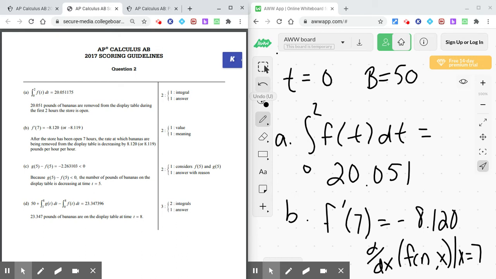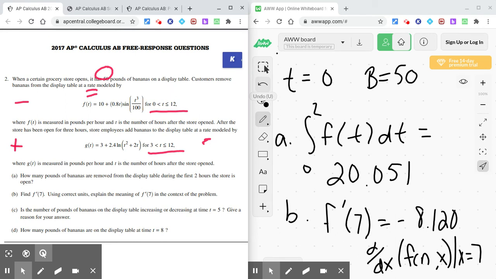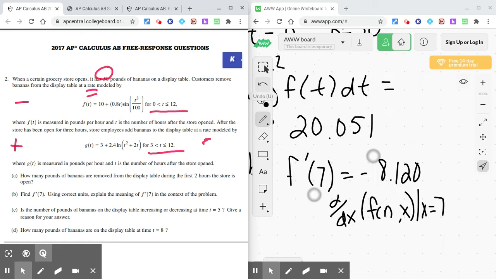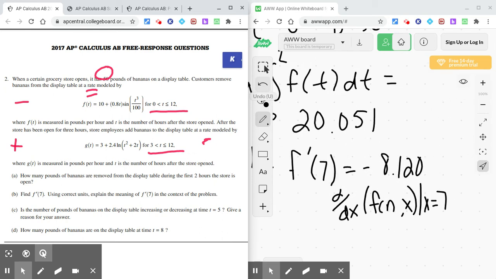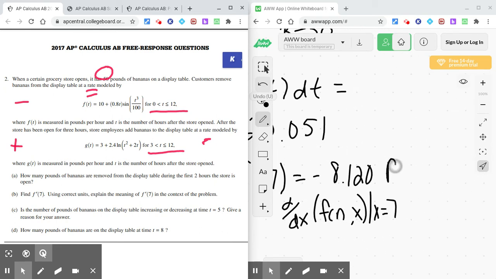And what does this represent? Well, this is the derivative of f, which was a rate measured in pounds per hour. So this is going to be in pounds per hour per hour. This is like, quote unquote, an acceleration, right? Not really, but kind of. It's the rate of change of the rate of change, right?